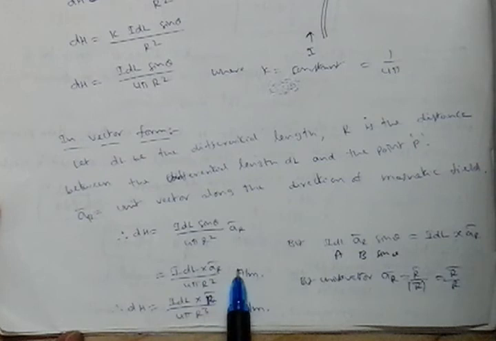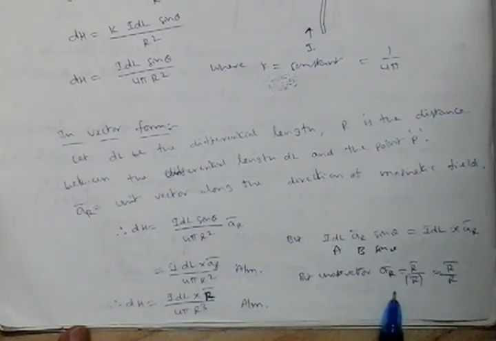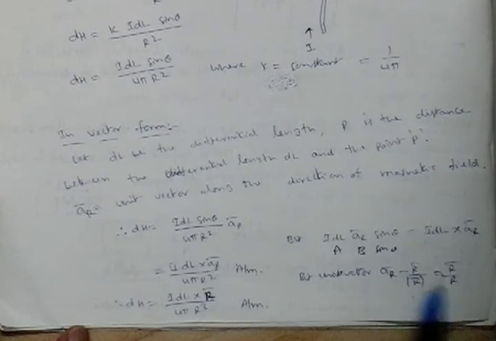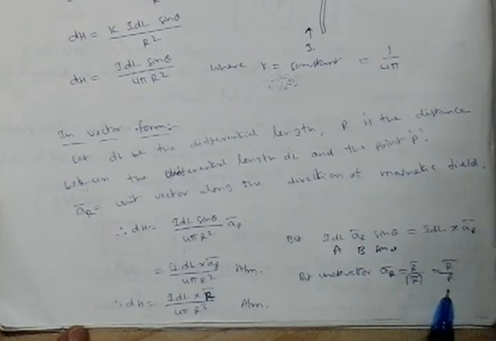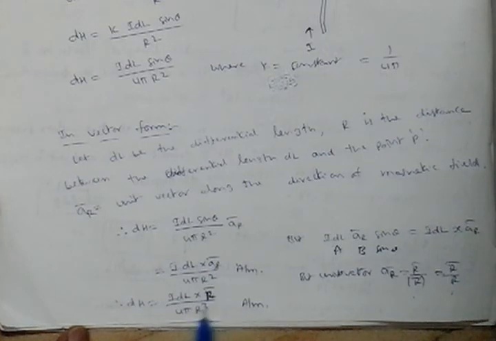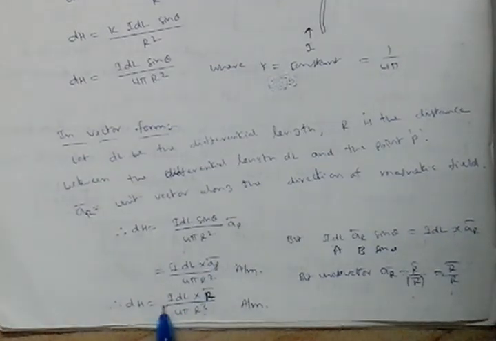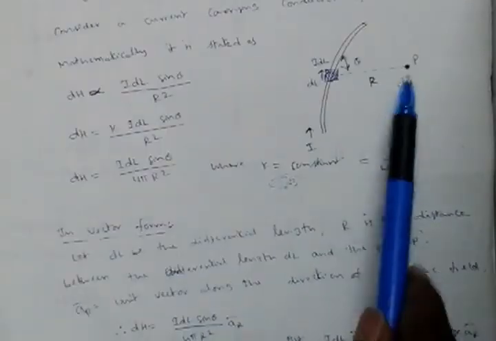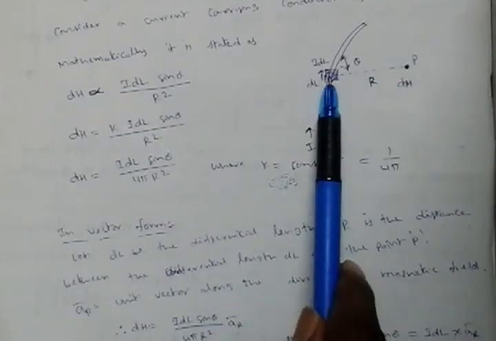Sometimes this ar bar, the unit vector, is replaced by a vector component. We know that a unit vector is the vector divided by the magnitude of the vector, that is r bar divided by magnitude of r bar. If you substitute here, then you will get I dl cross r bar divided by 4 pi r cube. So this is the magnetic field intensity at the point P due to this differential length only.